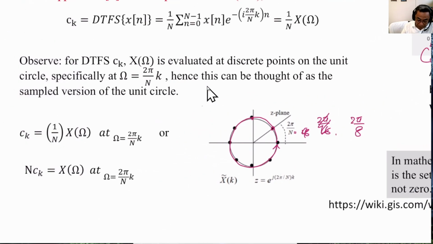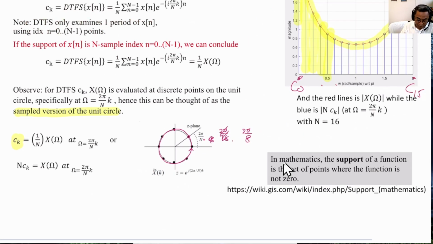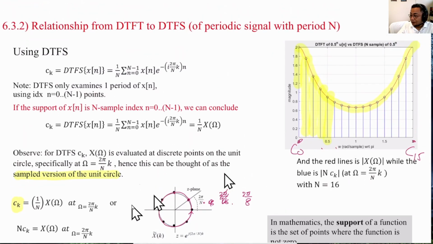And this way of thinking about it is that we are performing a sampled version of the unit circle, and if X of omega is from 0 to 2 pi, then c_k is the sampled version at this particular angle only. So again, these two views are actually the same. Here we are unwrapping 0 to 2 pi along the horizontal axis. In here we're seeing the 0 to 2 pi as a circle, and the c_k's are situated at this particular point.